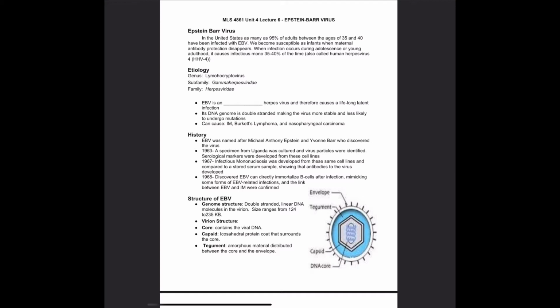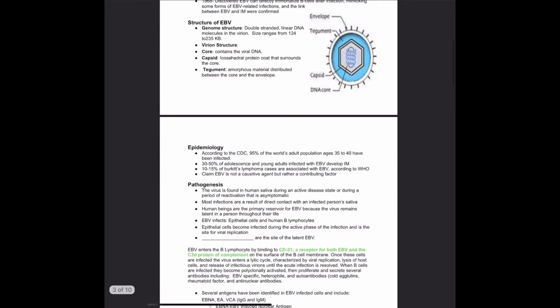You can read about the history. Next, we'll cover the structure. The genome structure: it's double-stranded linear DNA molecules in the virion. The size ranges from 124 to 235.